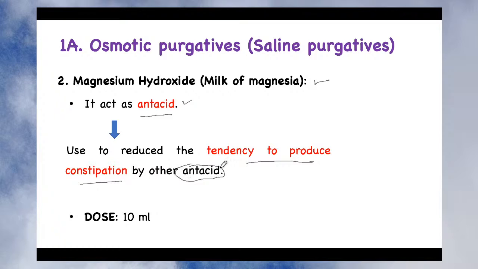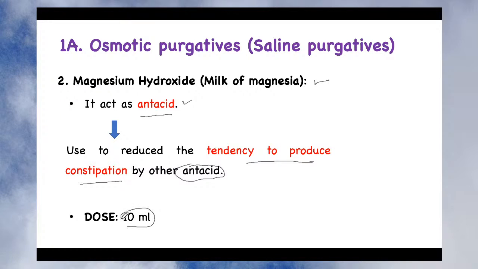So depending upon the patient's situation, the physician is the right person to judge and prescribe the medicine which is best suited for that particular patient, right? So if you are using magnesium hydroxide in those patients who have a tendency to produce constipation by other antacids, then in such a case you need to use a dose of 10 ml.